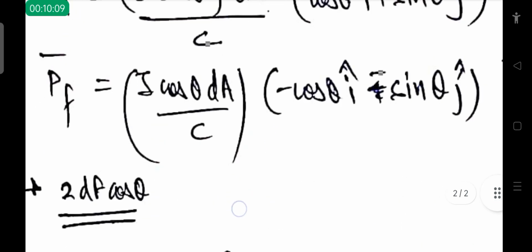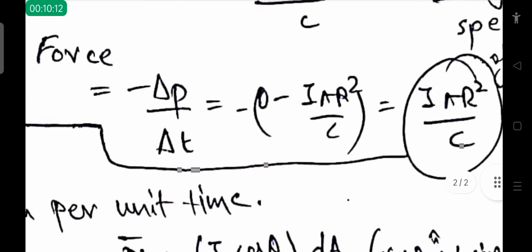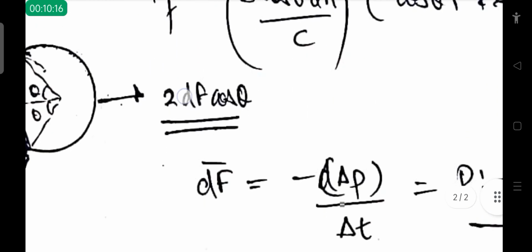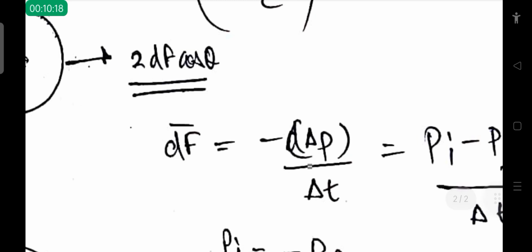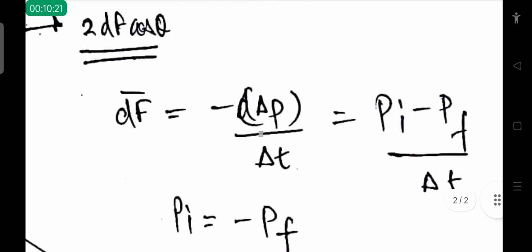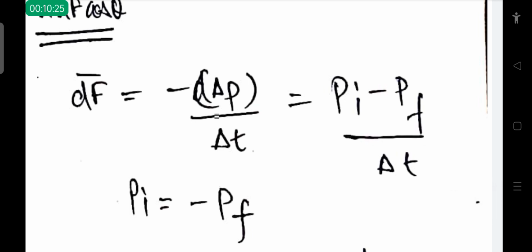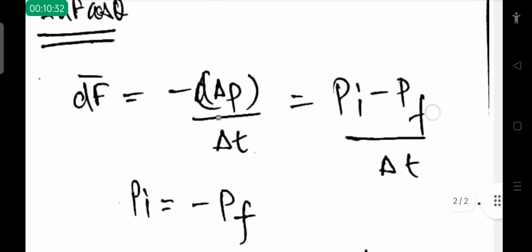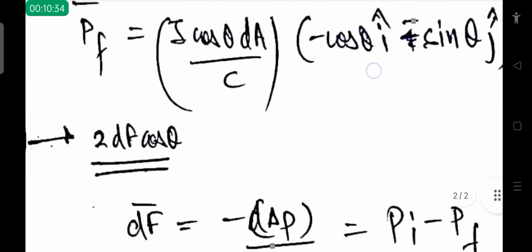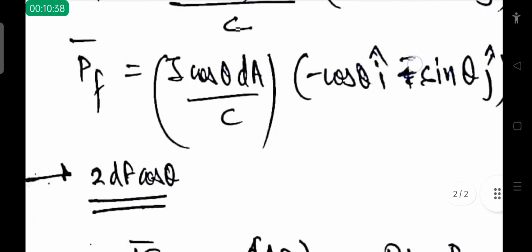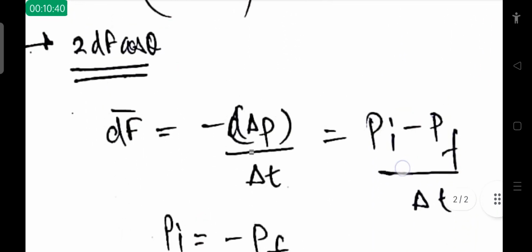We can write dF similarly like we wrote here, minus delta p by delta t. But here we write dF, because we are considering the force on a dA part and we have not yet integrated. So it is minus delta p by delta t, which is pi minus pf upon delta t. Here I will take delta t to be 1 second, or you can say that this is a momentum per unit time, so delta t would automatically become 1 second.